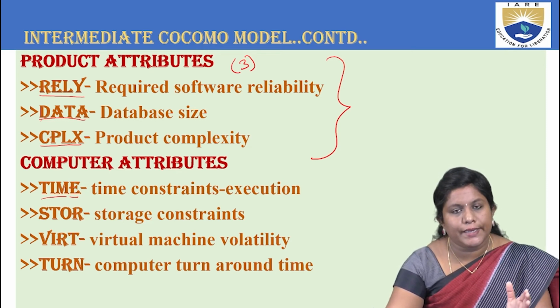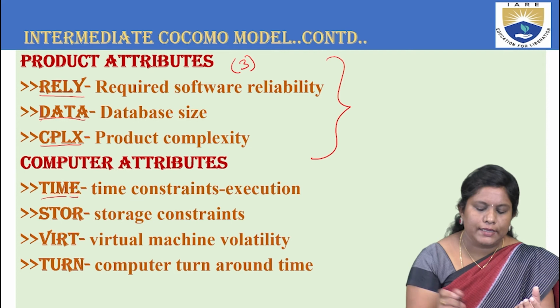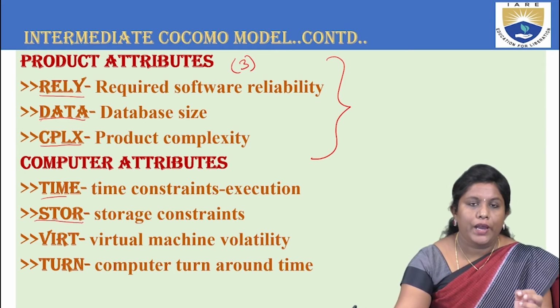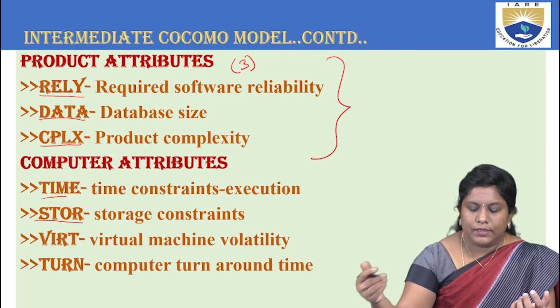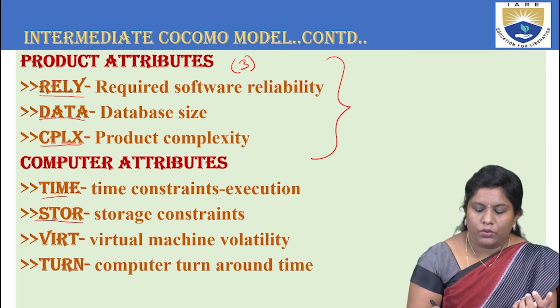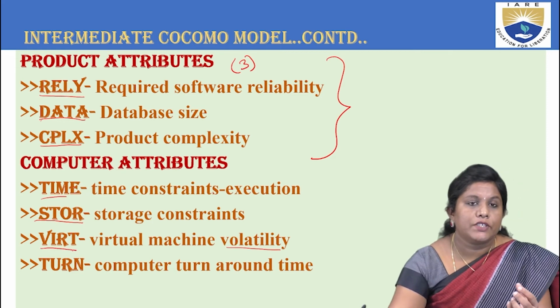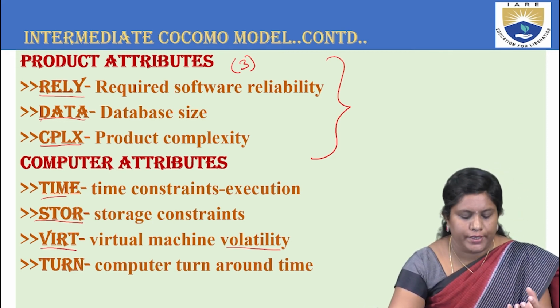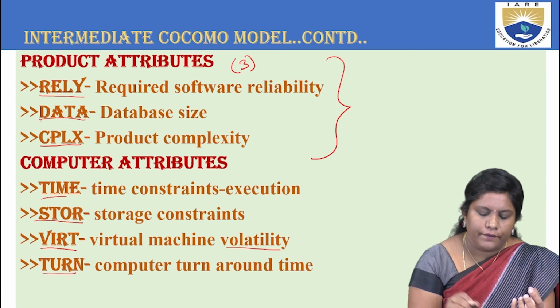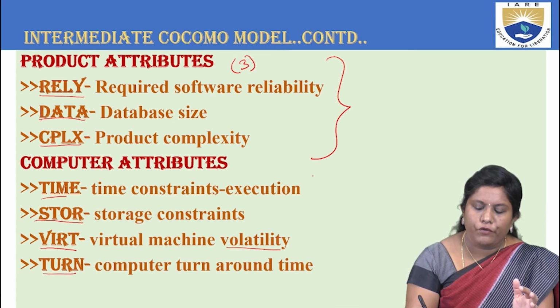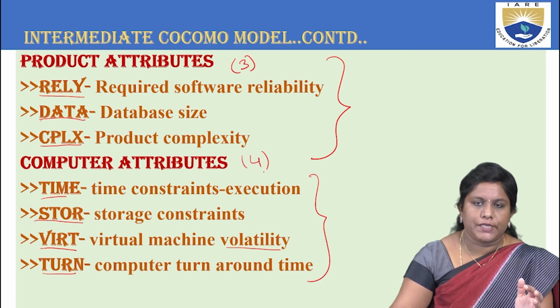That comes under this. Next, you have STOR, that is nothing but the storage things that have to be discussed. Then you have VOLATILITY, that is nothing but the VIRT, which is standing for virtual machine volatility. And then you have TURN, which is the turnaround time for a computer. Now, these four things will come under the computer attributes.